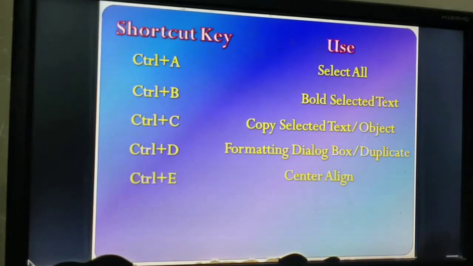Ctrl plus E is used to align the text in center. Ctrl plus F is used to find any word or phrase in your document. Suppose you have 10 pages and you want to find a name or a word, using the Ctrl plus F shortcut key, you can easily find that word or phrase. Ctrl plus G is used for go to. You can go to any specific page or section using this shortcut key. Suppose you have 1000 pages and you want to go to page number 55, using Ctrl plus G you can easily go there.